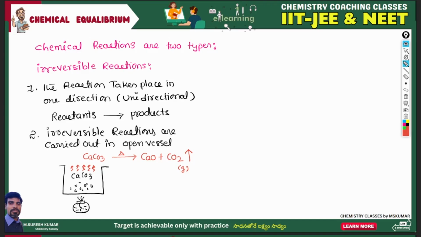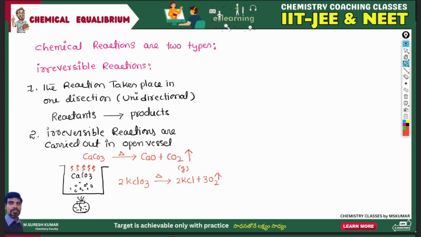Similarly, you can take one more example. Instead of calcium carbonate, you may take potassium chlorate, KClO3. On thermal decomposition, it produces 2 KCl plus 3 moles of oxygen, 3O2. Here also oxygen is obtained as a byproduct. The oxygen gas escapes from the reaction medium, so it is an irreversible reaction.